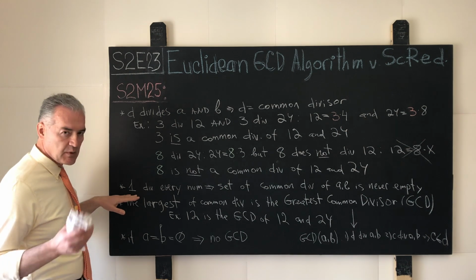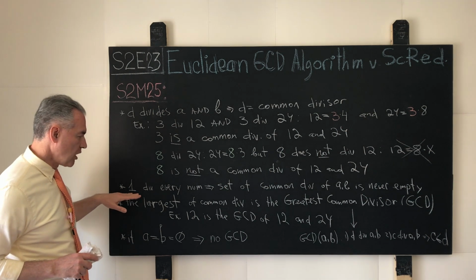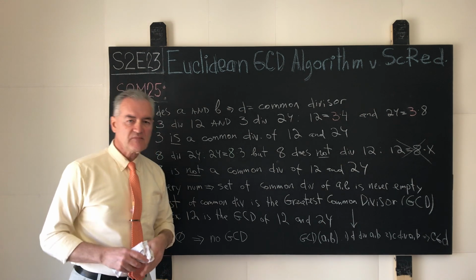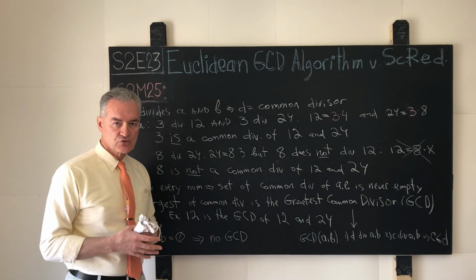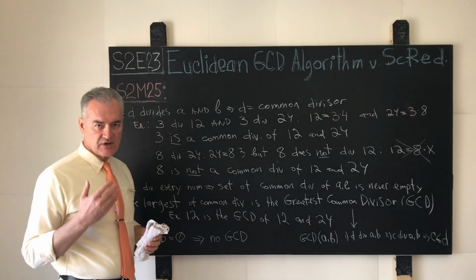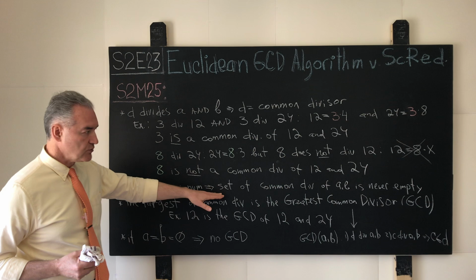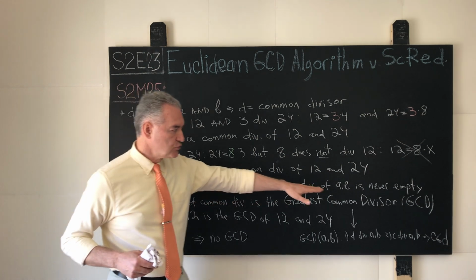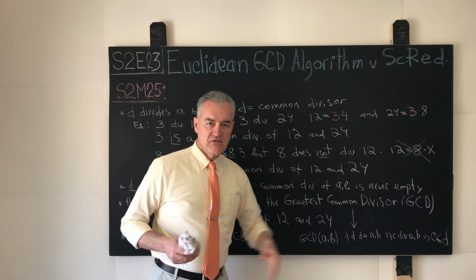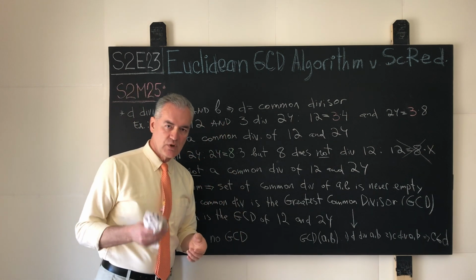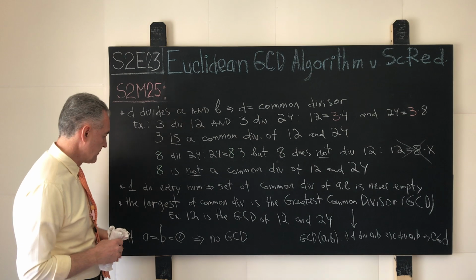Next, we remember from the previous segment that number 1 divides each and every number. That means that the set of divisors of any single number is never empty. It has at least 1 in it, and that also means that the set of common divisors of two numbers a and b is never empty. Evidently, 1 divides a no matter what a is, and 1 divides b no matter what b is.